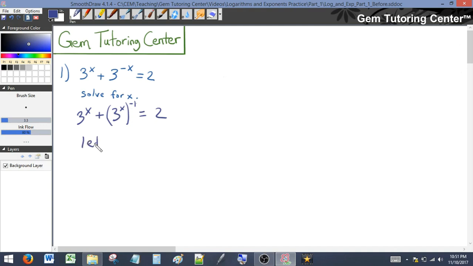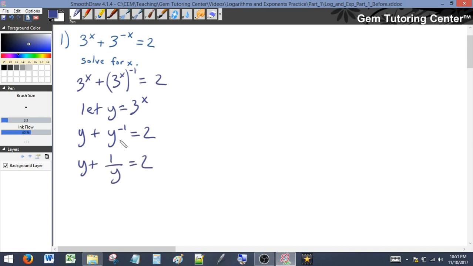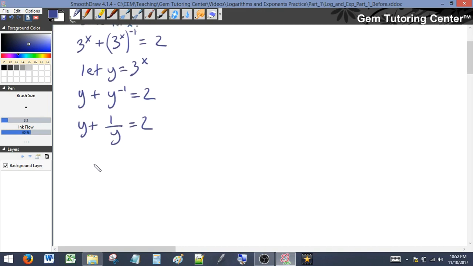Then we're going to let y equal 3 to the x, and we're going to substitute this into the expression. So we're going to get y plus y to the negative 1 equals 2, and that's the same thing as y plus 1 over y equals 2, because y inverse, or y to the negative 1, is just 1 over y.